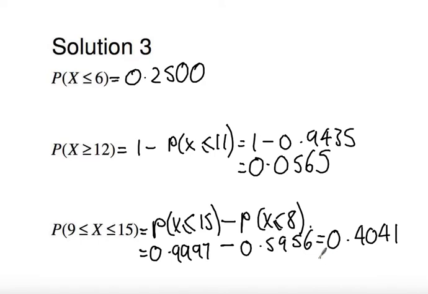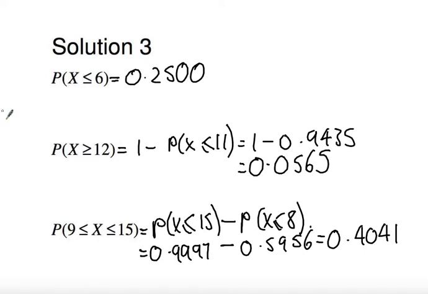And as you can see, this is far quicker than working out all of these individual probabilities. The table has already done that for you. You're just finding the cumulative probability from that table. Okay, so I hope you understood that.